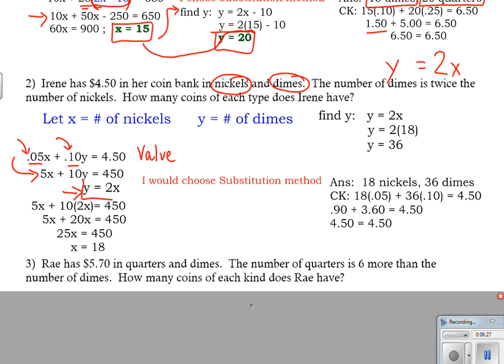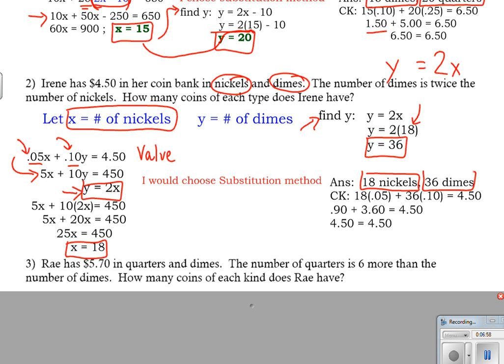Because this is all set up for substitution, I chose the substitution method. Substituting in the 2x where I saw y, I wound up with x being 18. Then I have to find my y, substituting in the value that I found x to be, y equals 36. And you have to understand what your x and y are. So let's go back to our let statement. Our let statement says x is number of nickels. I have 18 nickels, 36 dimes.